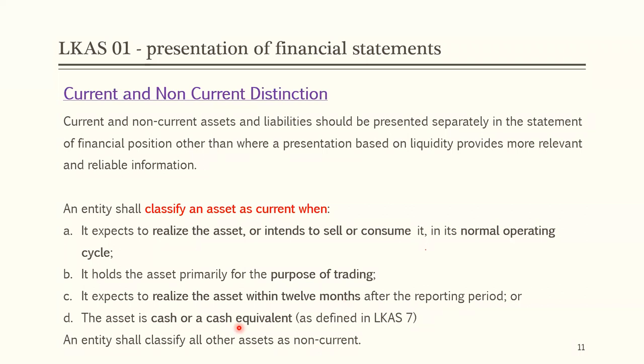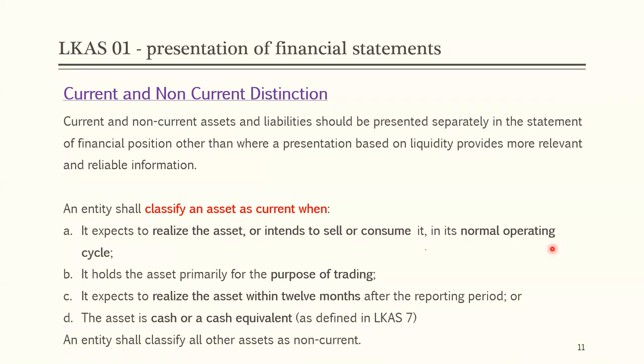So based on these things we can determine whether a particular asset is a current asset or a non-current asset. If we can show that it meets any one of these, then it is a current asset. If not, all the other assets we need to identify as non-current assets. So this is how we distinguish whether a particular asset is current or not.